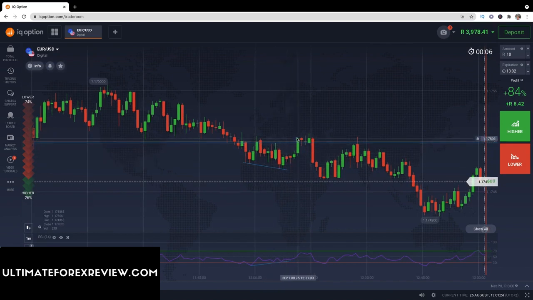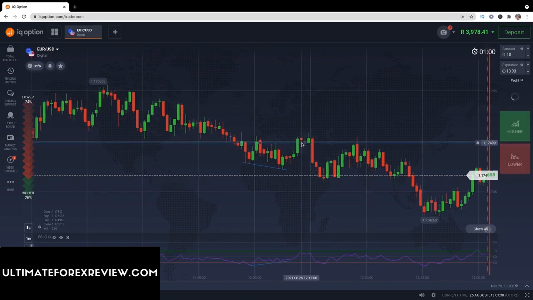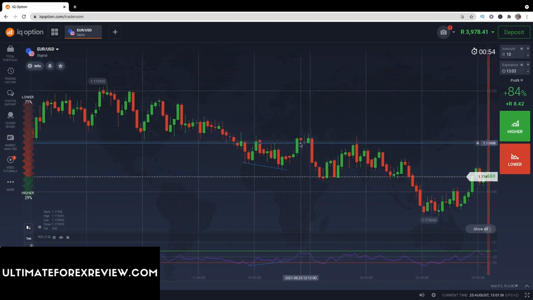We then wait for a clean break, which we have had, a retest of that, where we would have placed our trade right there. And this trade would have ended either on this candle or on this candle, which is both above the area where we would have entered, leaving us with a most definite profit trade.